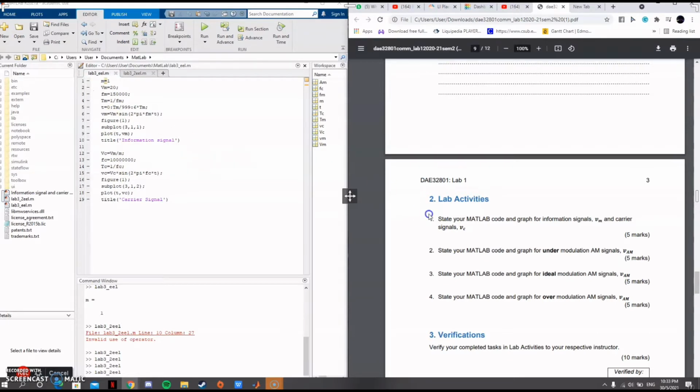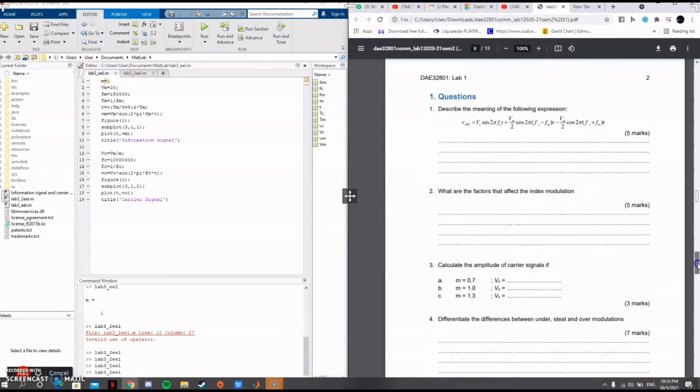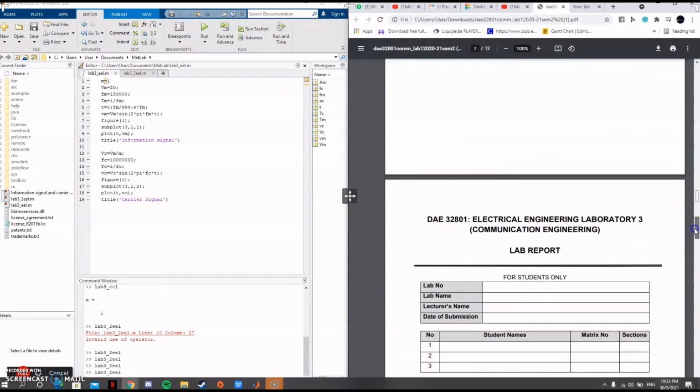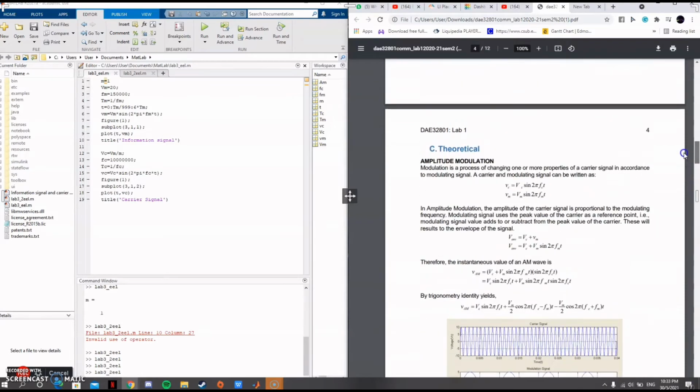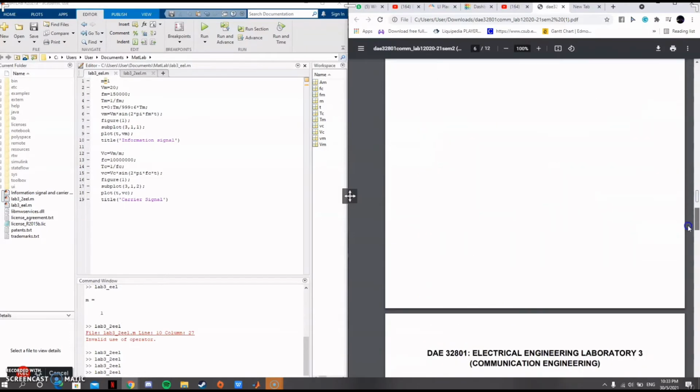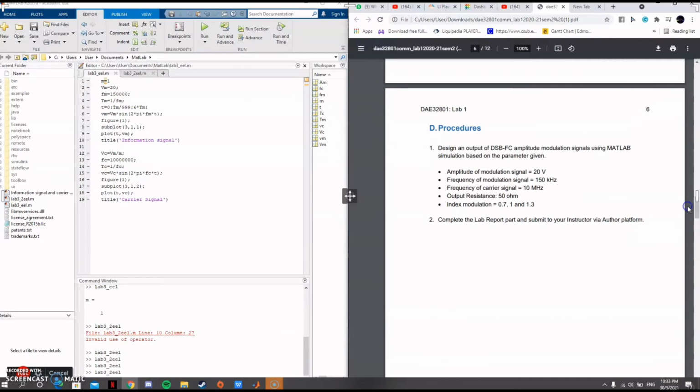things to get the graph for information signals and carrier signals. For the formula for information and carrier signal, we can get it by using this formula. And then we look at the procedures on how to get the graph.